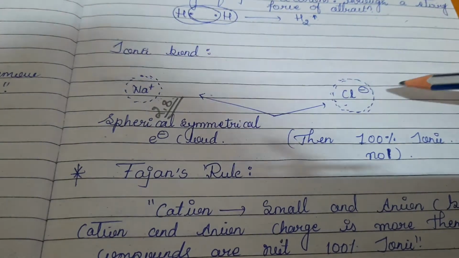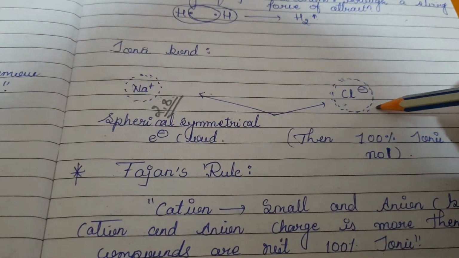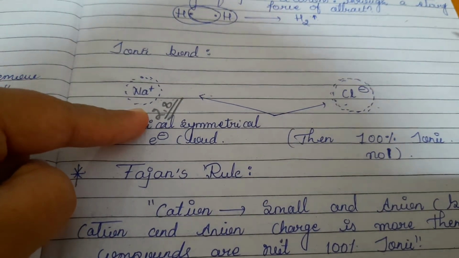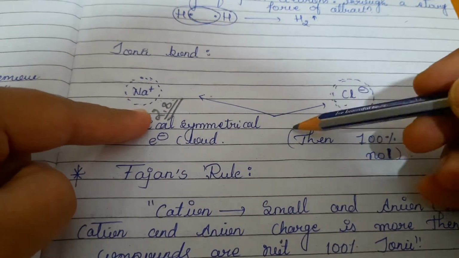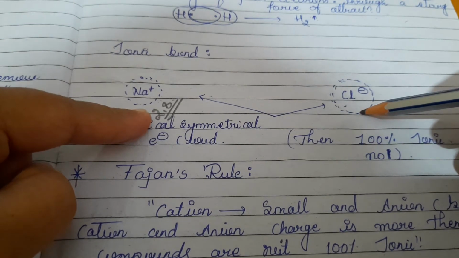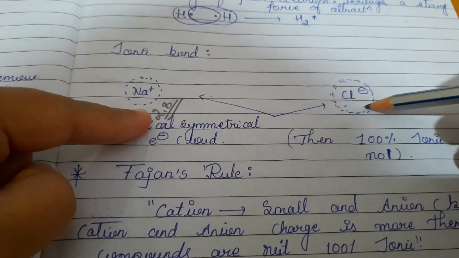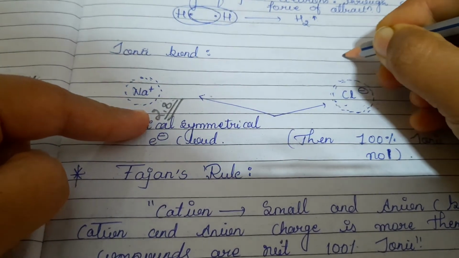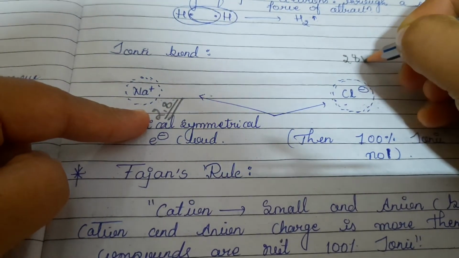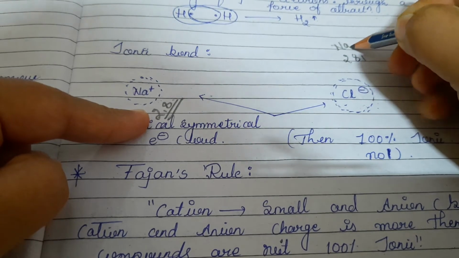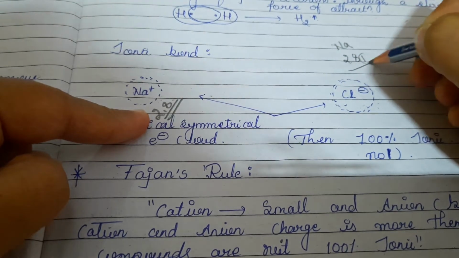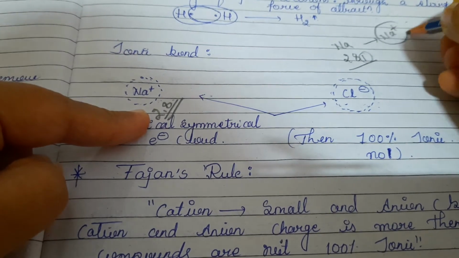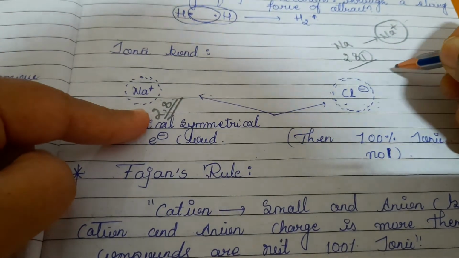Like that, you can see here the Cl minus ion. The electron which was lost by the sodium metal is accepted by the Cl atom, and after accepting, it becomes Cl minus. 2-8-1 is the Na configuration. After losing 1 electron, it becomes Na plus. The size is decreased and it is spherical in nature.